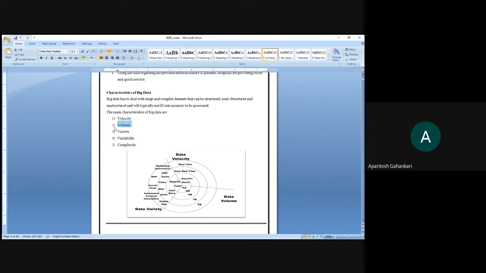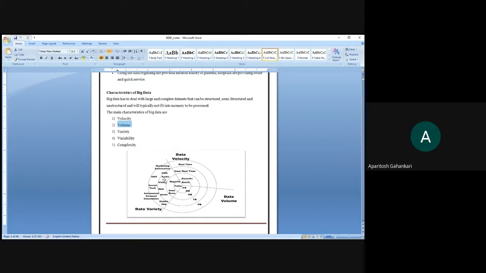Then, as you can see, there is data variety also. Variety means there are a number of sources which are generating the data. As you can see, mobile, photo, web, video, audio, SMS, YouTube, all these are generating a variety of data. That means basically we are saying that it is a heterogeneous type of data that is getting generated with the help of all these sources of data.